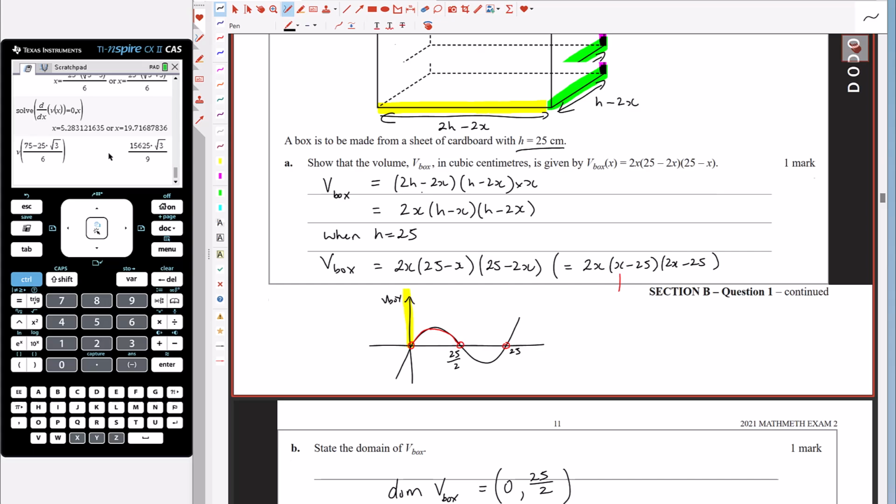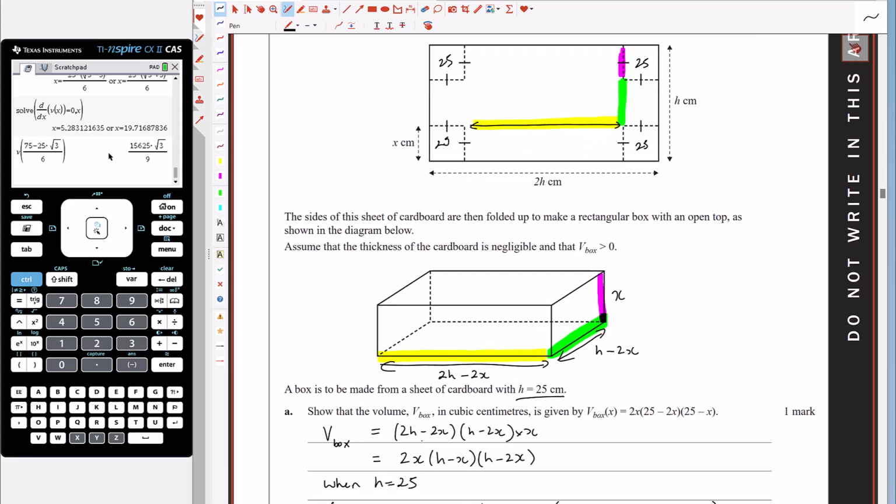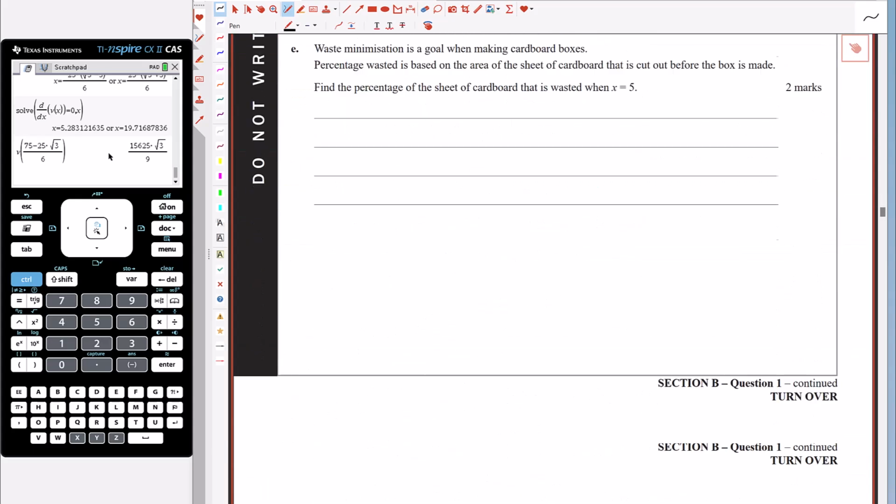Okay, so if x equals 5, let's go back here. We're now cutting out squares that are 5 by 5. So we're cutting out squares that are 25 square centimetres. We know that we still got h is 25, so this information, h equals 25, is in the stem of the question outside of any of the parts, so therefore it applies to every single part that comes after it. So we know that's 25, we know that's 50, so we've got a 50 by 25 sheet of cardboard, and we've cut out 4 squares of side length 5.